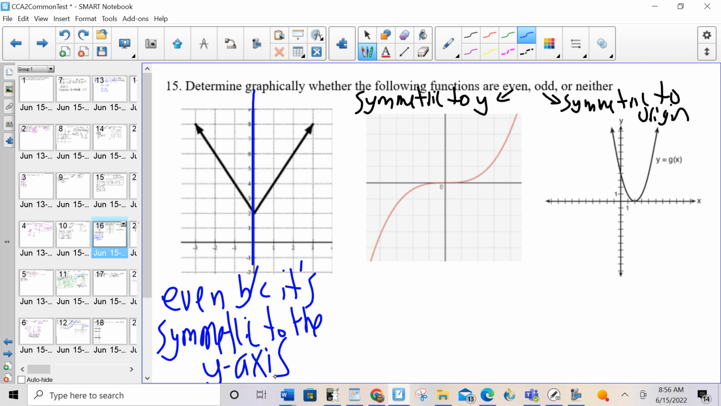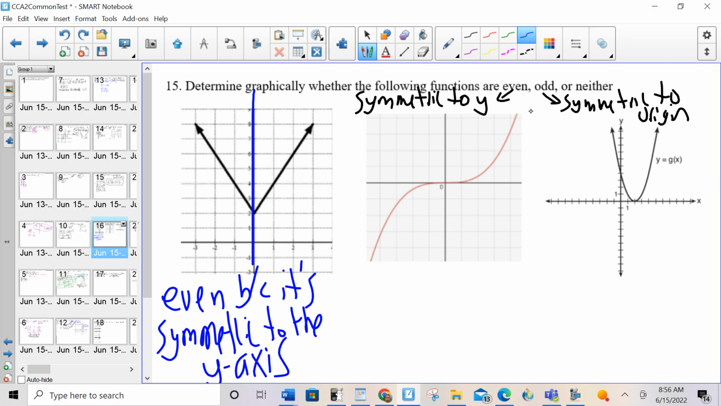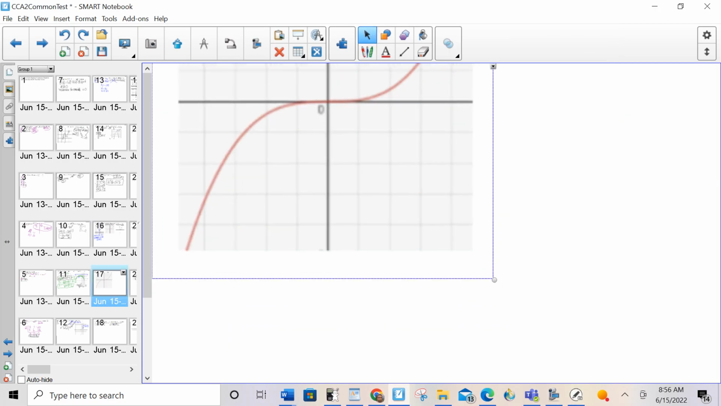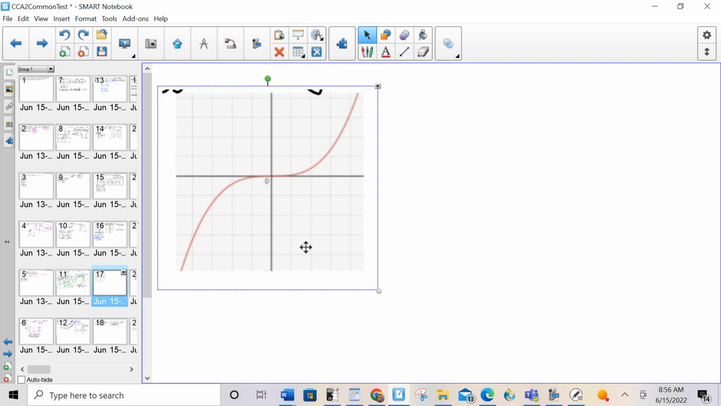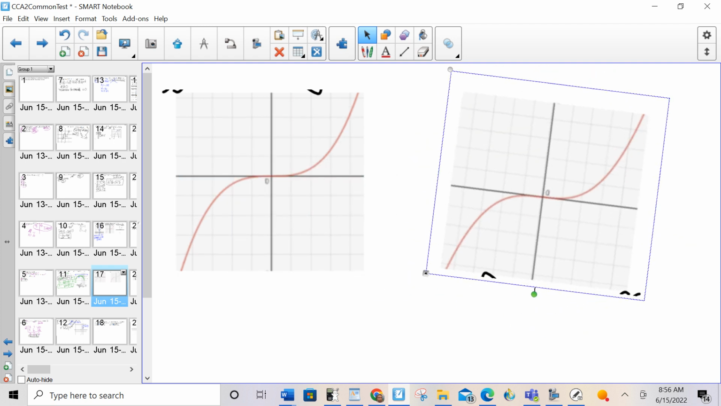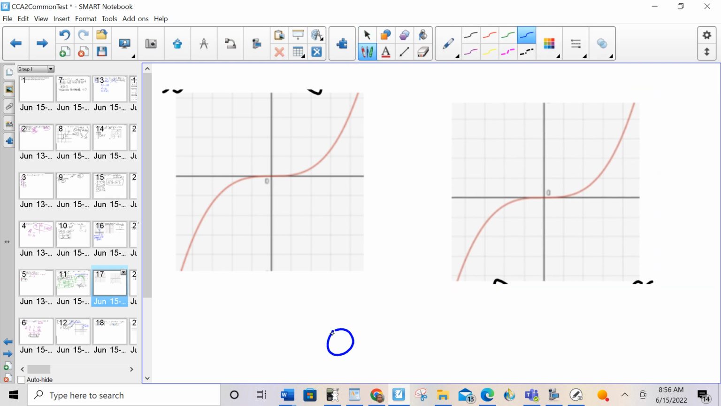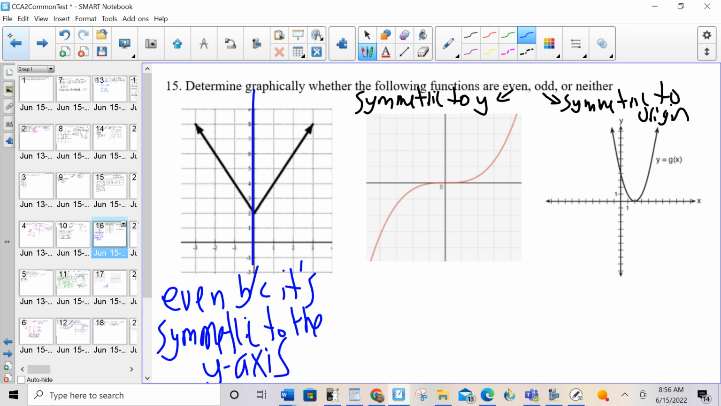The second one, is it symmetric to the y-axis? No. Is it symmetric to the origin? Well, the easiest way to see that is to turn it upside down. So, if I take it and I turn it upside down, do I see the exact same thing? Yes, therefore it is odd. That's what symmetric to the origin looks like. So this one is odd because it's symmetric to the origin.